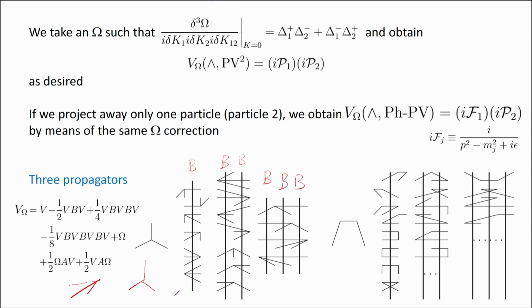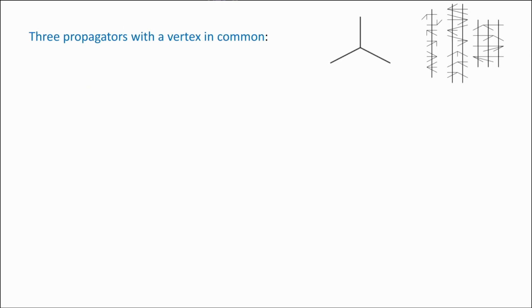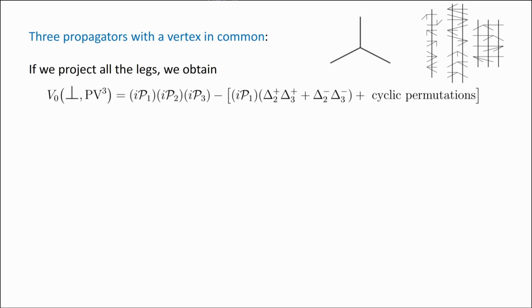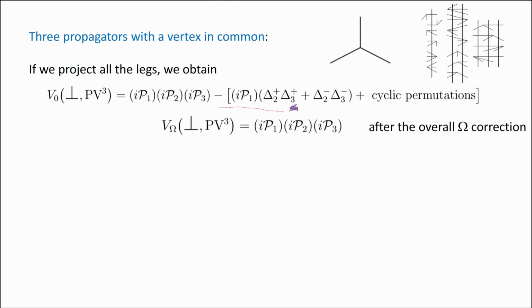So these are the diagrams you see here for the vertex, the diagram with 3 propagators with a vertex in common. And here is the diagram with 3 propagators that are adjacent, 3 adjacent propagators. I didn't even list them all because you start needing Mathematica. So let's start with 3 propagators with a vertex in common. If you want to remove the particles from all the internal legs at omega equals 0, you find this. This is the unwanted part, and you can get the correct contribution, the product of the 3 principal values after the omega correction as usual.